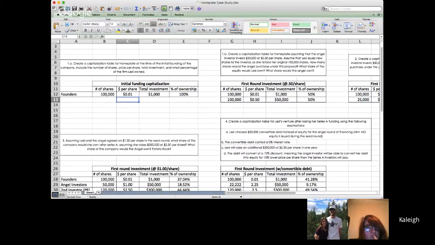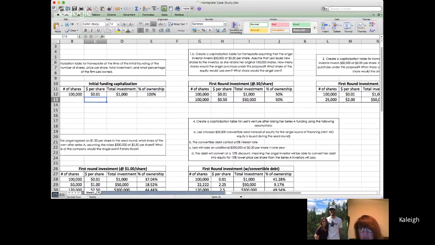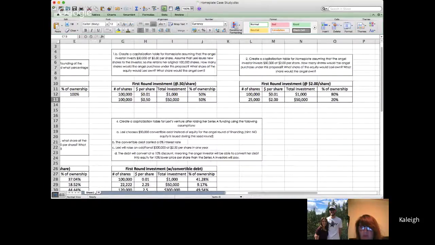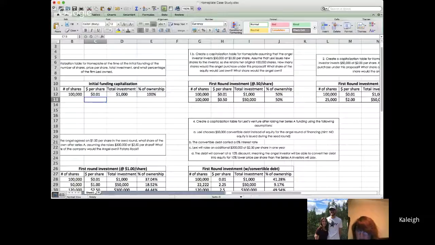So then 1B says create another table assuming angel investors invest 50,000 at 50 cents a share. Assume that Lexi issues new shares to the investors so that she retains her original 100,000. So we do the same thing as we did over here. We keep that. But now she's also having the angel investor invest 50,000 at 50 cents a share. So to get this, you divide 50,000 by 50 cents a share, and that gives you 100,000 shares.